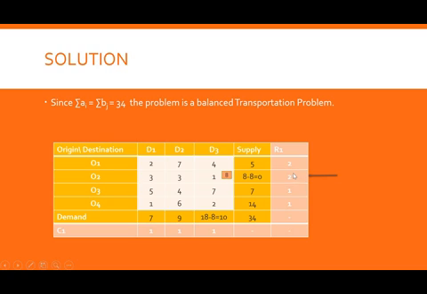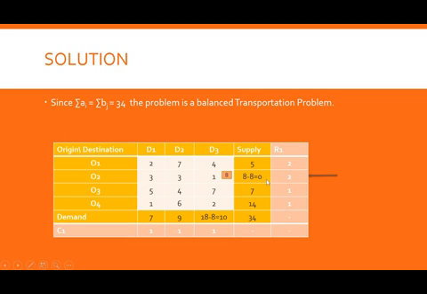So what are the row penalties? Identify the least cost in this row. Least cost is 2. Next least cost is 4. What is the difference between 2 and 4? 4 minus 2 is 2. So that will be the penalty for this row. Coming to this row, 1 is least, next least is 3.